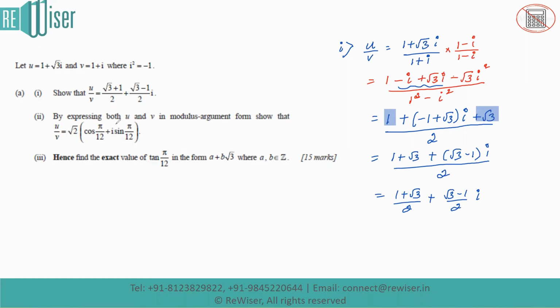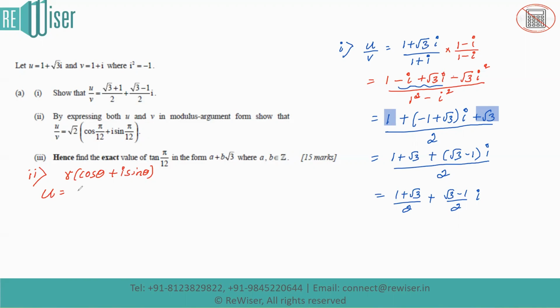Now for part 2, by expressing both u and v in the modulus argument form, show that u over v is this. So in order to do that, first of all, we need to express both u and v in the modulus argument form. The modulus argument form would look something like r into cos theta plus i sin theta. So we need to figure out what is the value of r and what is the value of theta.